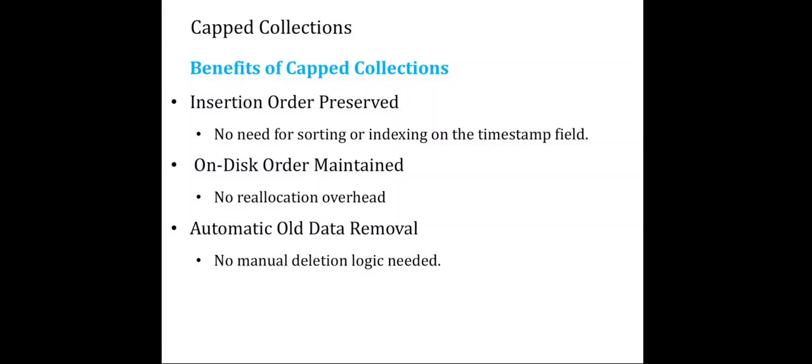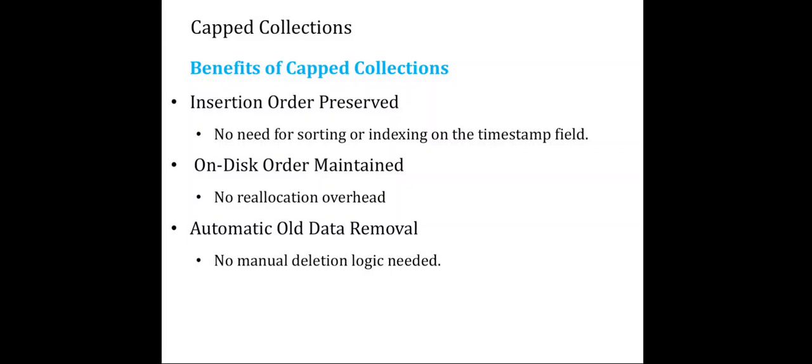The next benefit is on-disk order maintained. MongoDB stores the documents sequentially on disk in the same order in which they are inserted. Sequential reading from disk is faster than reading randomly located documents. Therefore, capped collections provide faster read performance for sequential data. So this avoids relocation overhead.